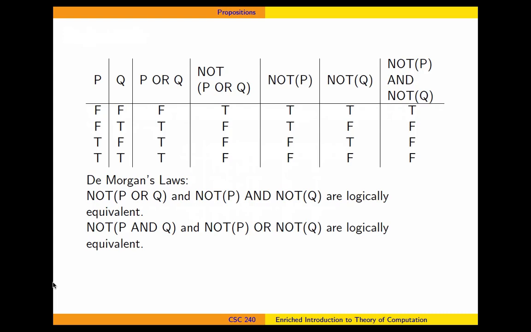From this truth table, we can see that not (P or Q) is logically equivalent to not P and not Q. This is because the fourth column and the last column have the same sequence of entries: true, false, false, false. Likewise, not (P and Q) is logically equivalent to not P or not Q. These observations are called De Morgan's laws.